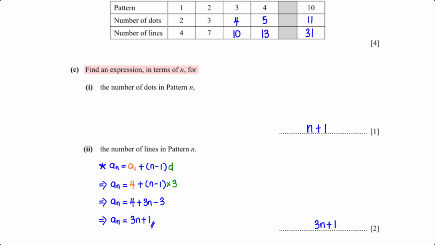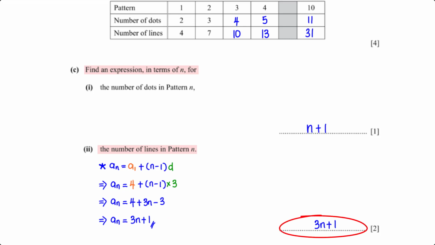Find an expression in terms of n for the number of lines in pattern n. The number of lines has a constant difference of +3. Here is the formula for finding the nth term of sequences with a constant difference. A1 is the first term, which is 4. D is the common difference, which is 3. When we expand the brackets, 3 times n is 3n, and 3 times -1 is -3. 4 minus 3 is 1, and so our final answer is 3n plus 1.